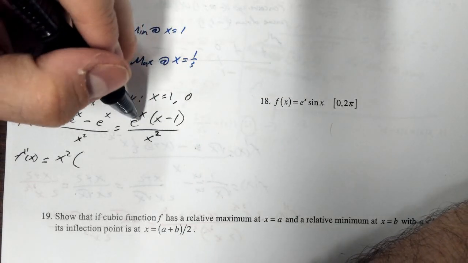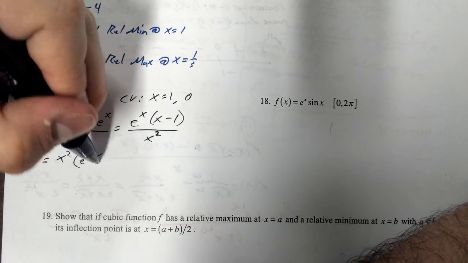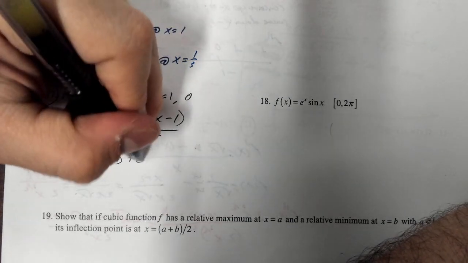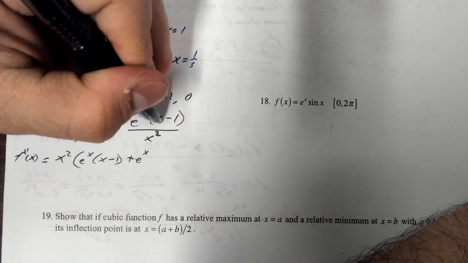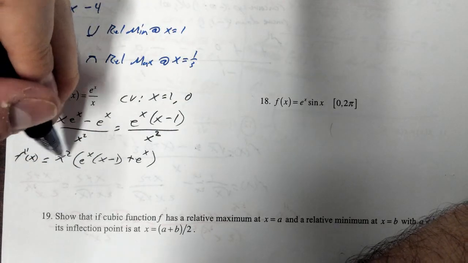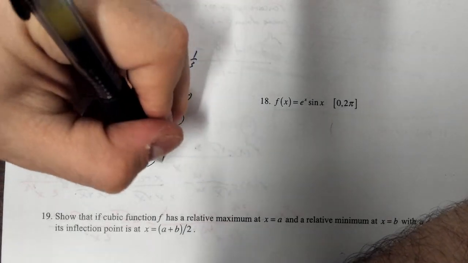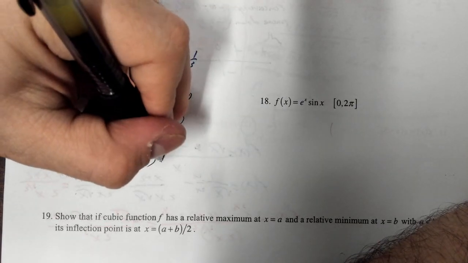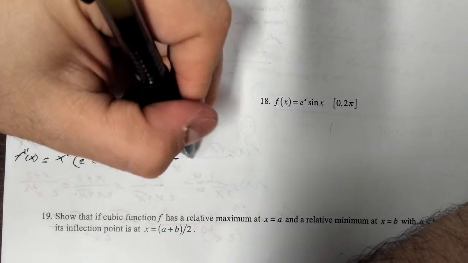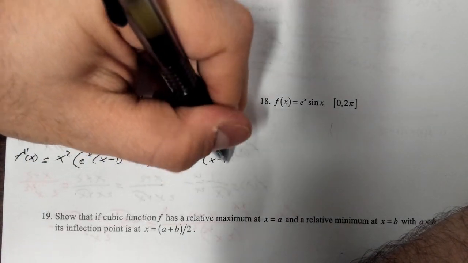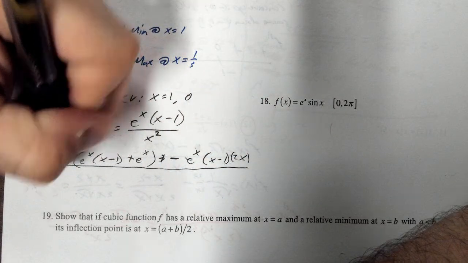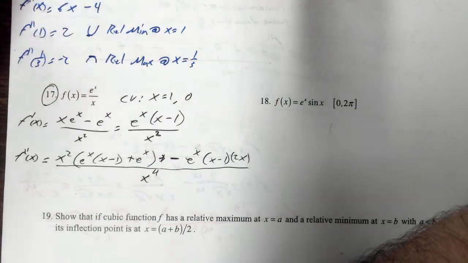For e to the x times x minus 1, it's the derivative of the first times the second, plus the first times the derivative of the second. The derivative of this is just 1. So that's low times the derivative of the top. Then minus low d high, minus high d low: e to the x times x minus 1 times the derivative of the bottom, 2x, over the bottom squared, which becomes x to the 4th. Wow.